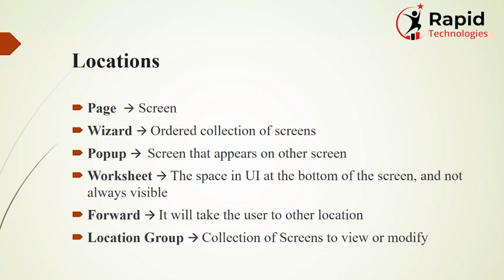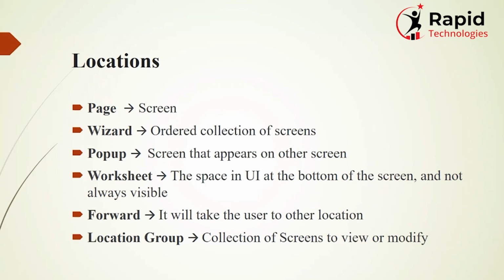Now coming to worksheet. It is the workspace in the UI at the bottom of the screens that is not visible, and it can be viewed along with the regular pages. For example, when creating notes, the screen will appear at the bottom of the screen. That is nothing but worksheet. Now coming to forward. Forward is used when, after completion of certain tasks, there are no screens to view, like there are no next steps to go, and this forward will take the user to some other location, like the home page. That is nothing but forward.